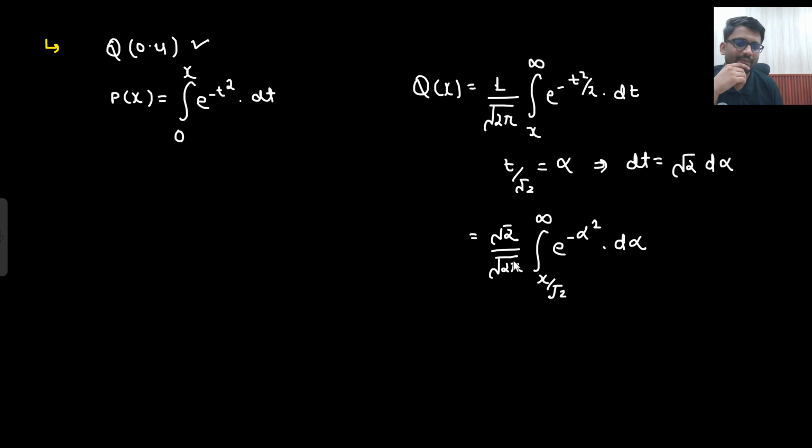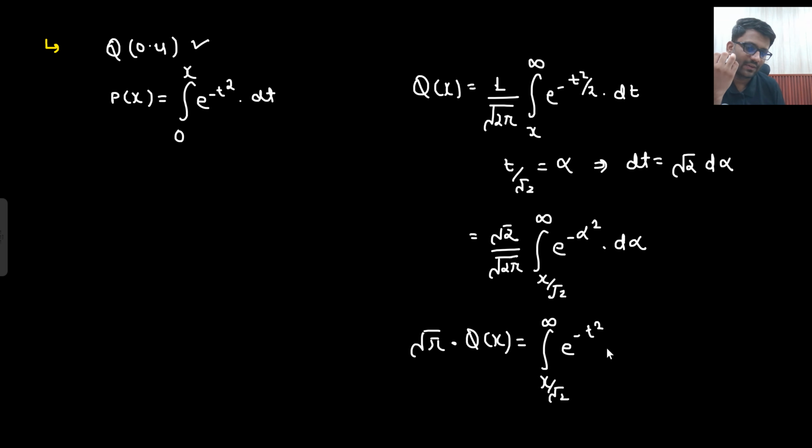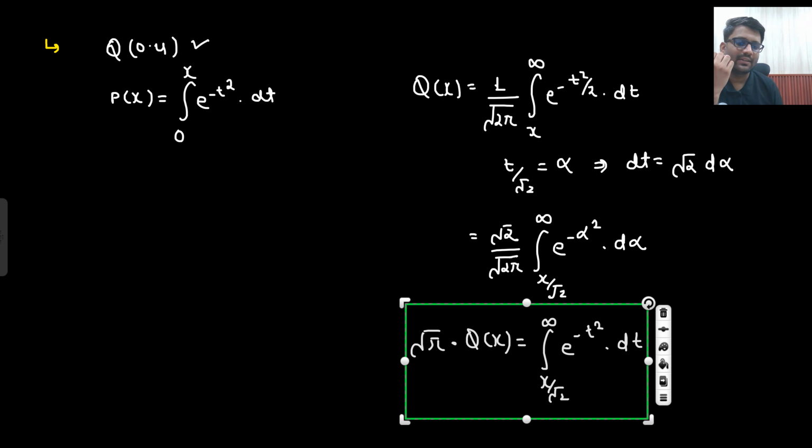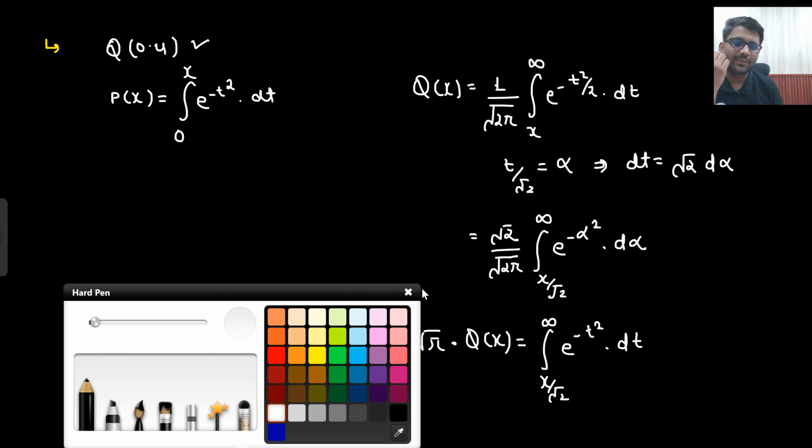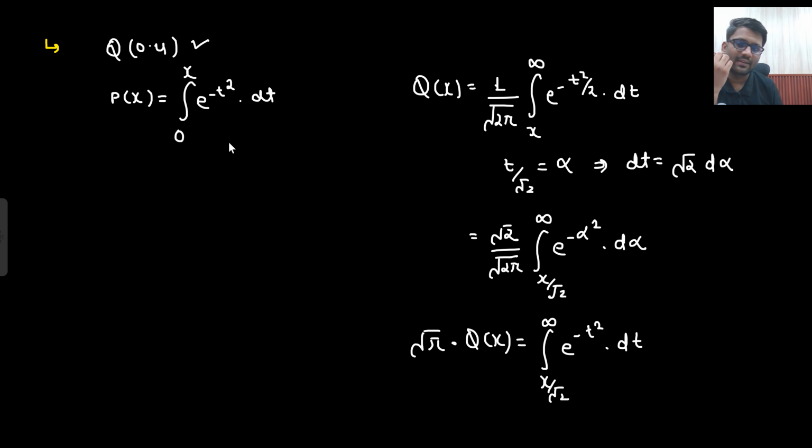So what you are getting? Under root 2 will get cancelled out. So under root pi into Q of x is equals to integral from x by under root 2 to infinity of e to the power minus alpha square d alpha. In place of alpha square, can I put t? Surely you can put t. So this is what I have got. This is not the answer, but kind of I am reaching towards P of x, right?